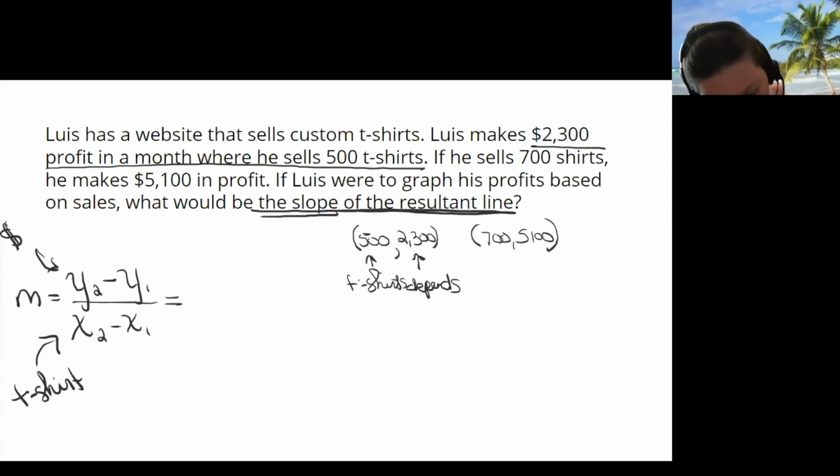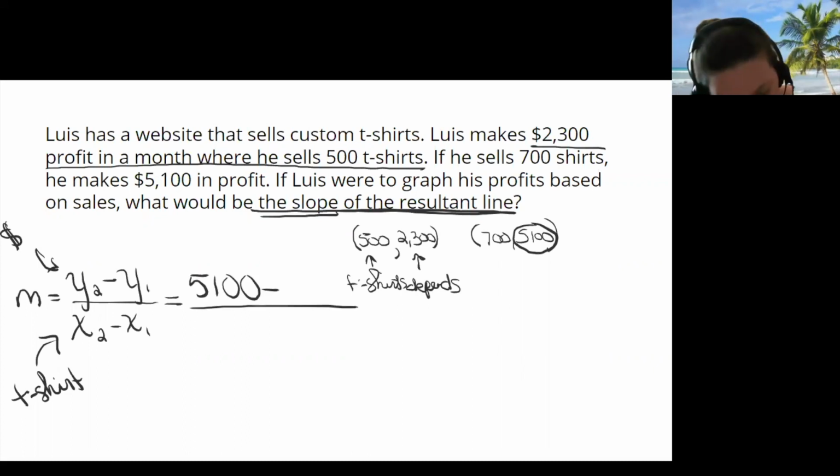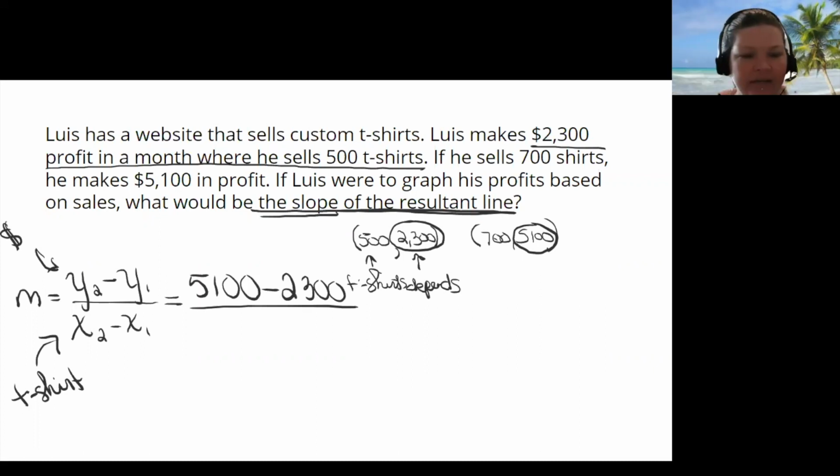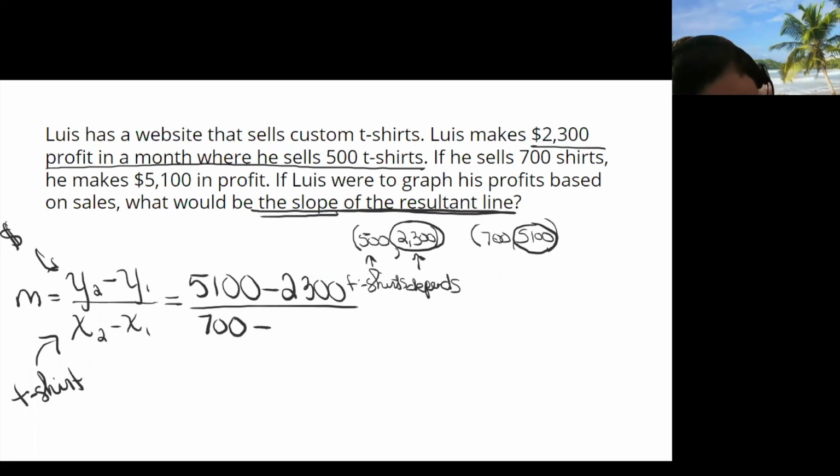The second dollar amount he makes is $5,100. That's what y2 just means, the y from the second point. Then we take away the y from the first point, the $2,300. That's the amount his sales changed by. Stephen said that's per t-shirt, so let's find the change in t-shirts under there. My x2, my second number of t-shirts, was 700, and I'm going to subtract out the x1, the first number of t-shirts, that was 500.